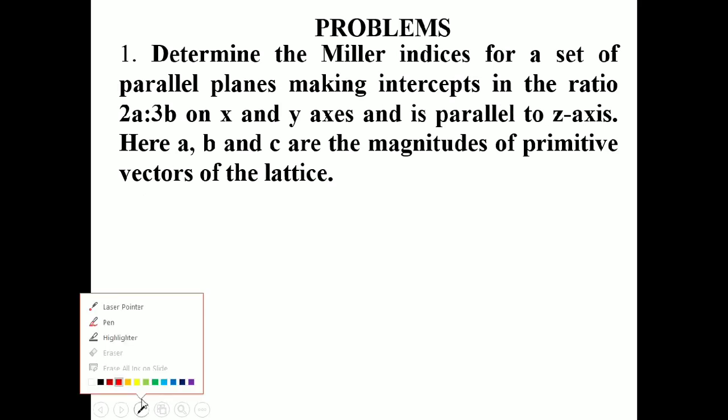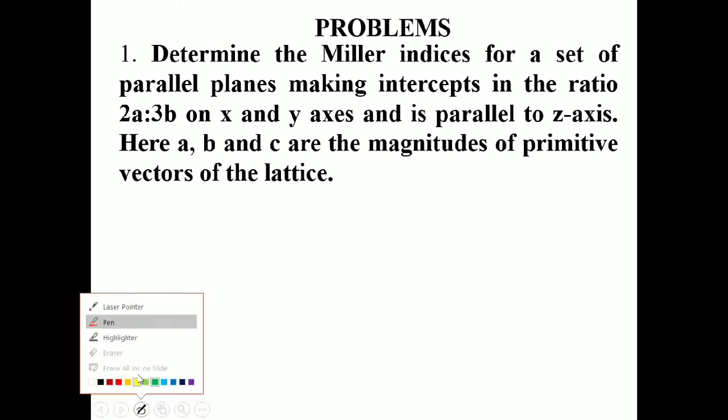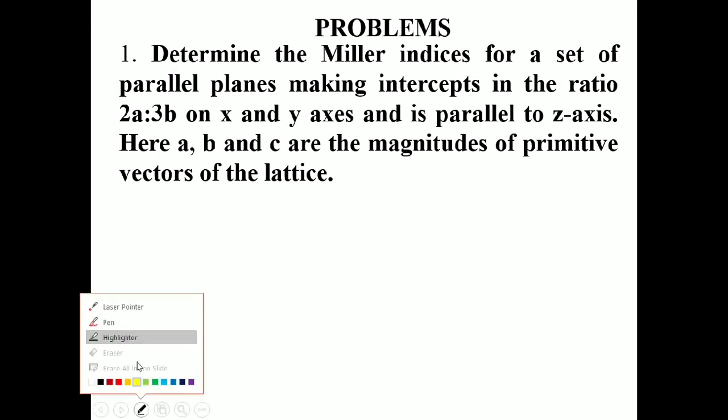Let us now solve a few problems on crystal structures. In this first problem, we are given the intercepts in the ratio 3a, 2a is to 3b. We have to determine the Miller indices. Miller indices have to be determined for a set of parallel planes making intercepts in this ratio on x and y axis. But this given plane is parallel to z axis.